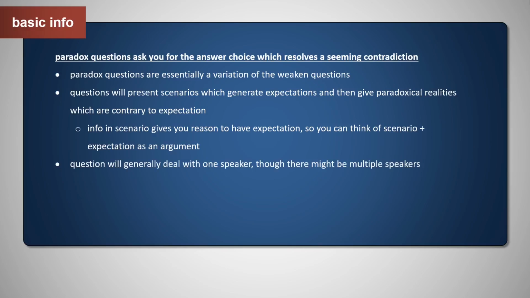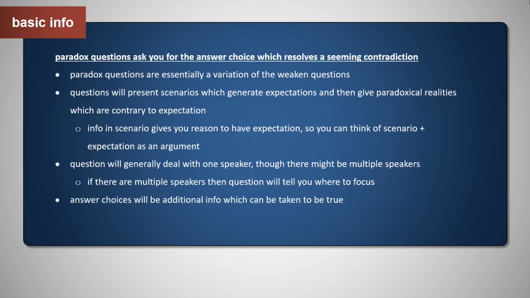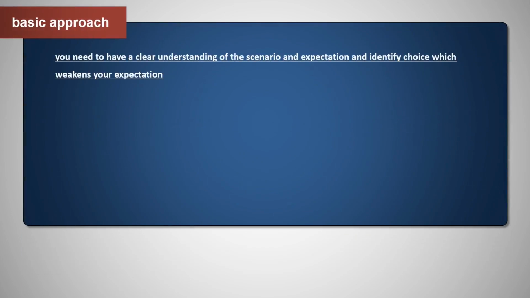Now, the question will generally deal with one speaker, though there might be multiple speakers. If there are multiple speakers, then the question will tell you where to focus. And the answer choices will be additional information which can be taken to be true. So once again, truth is not an issue here, it's relevance. In terms of the basic approach, you need to have a clear understanding of the scenario and the expectation, and then identify the choice which weakens your expectation. This is why it's a weaken variation.